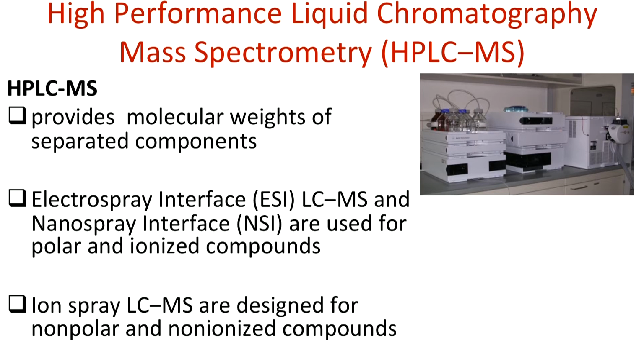Now, if we introduce a mass spec as the detector for the HPLC, then it can provide the molecular weights of these separated compounds. And there are 2 main kinds of HPLC-MS. One is the electrospray interface LCMS and nanospray, which are mainly used for polar and ionized compounds. And the other one is the ion spray LCMS, mainly for non-polar and non-ionized compounds.